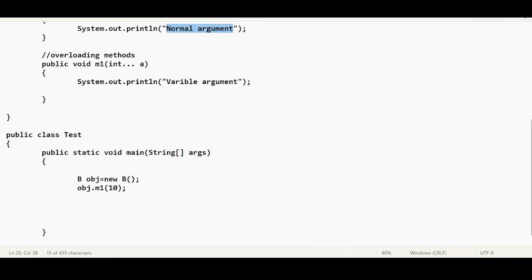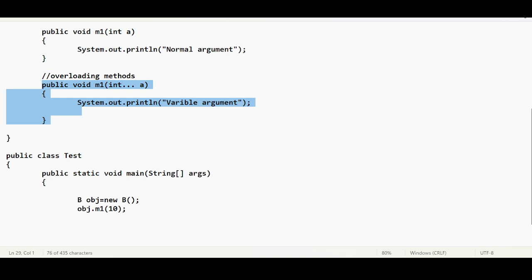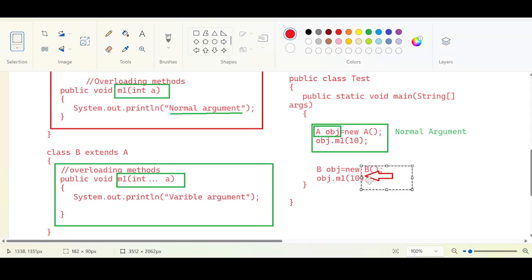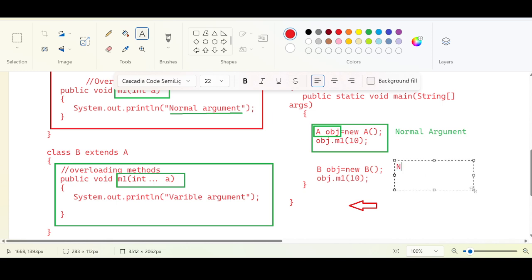If you want to execute only the other method, then you should pass the values in such a way that the arguments are variable. Now variable will be displayed in the console, because now that is the only specific match. Are you getting this? That's why in the second object creation the output is also the normal argument.